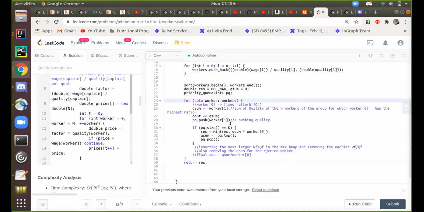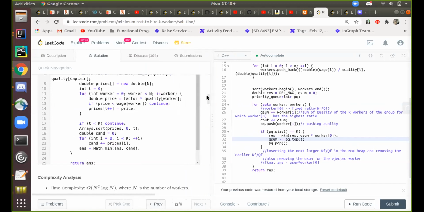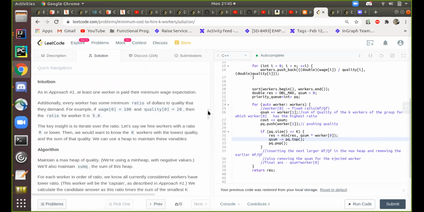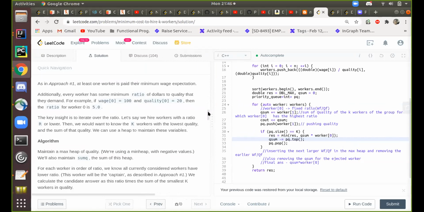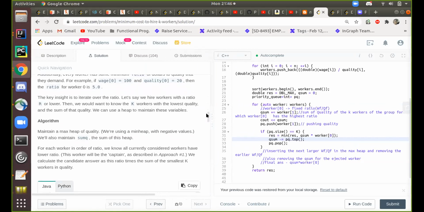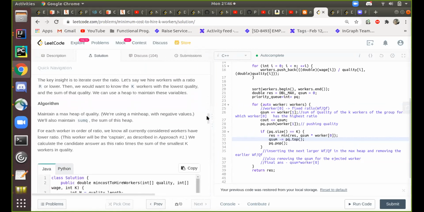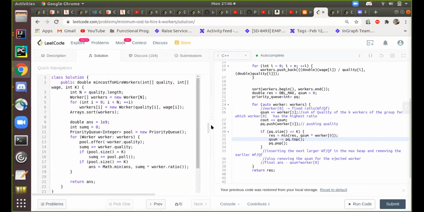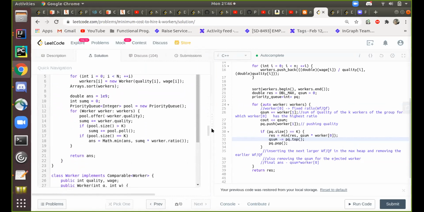But in the solution, if you look, they are not actually using it the way you have done. Here I could understand. But in the solution, the heap is very different and much more complex. They maintain something like the negative of the quality values. It's slightly complex to follow, but this was a very neat solution, I would say. Negative, I think.